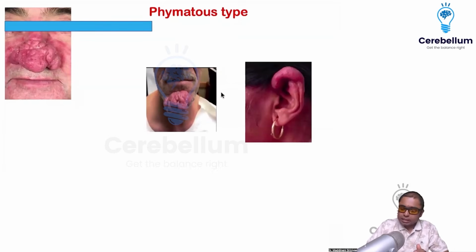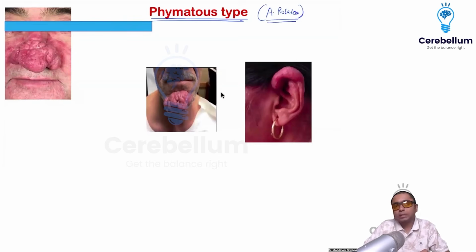So the next condition is the phymatous type of condition which is going to affect the sebaceous glands. What is that? It is acne rosacea. Can anyone remember who is that actress who was having this acne rosacea? So it is Sai Pallavi. She was having this acne rosacea where there is going to be erythema, blushing, flushing, and telangiectasia over the cheeks.